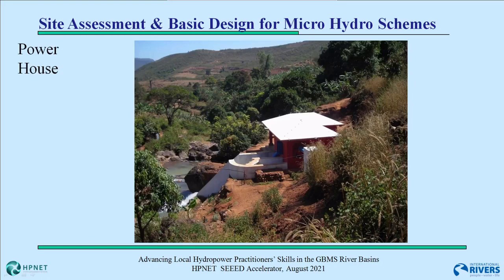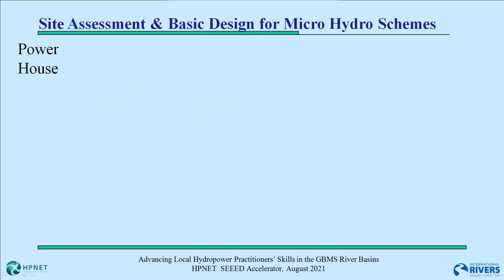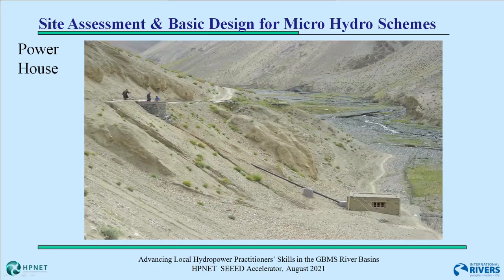The powerhouse houses the electromechanical equipment such as the turbine, generator, and control panels. The main function of this building is to protect the electromechanical equipment from adverse weather as well as possible mishandling by unauthorized persons. Cost can be brought down if the construction is similar to other houses in the community.